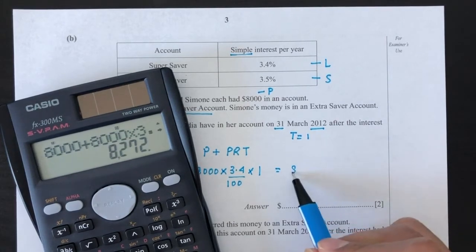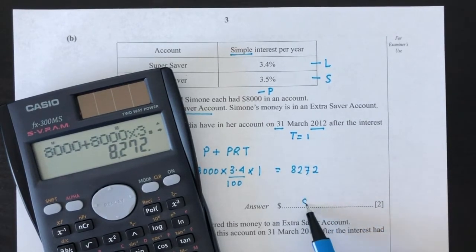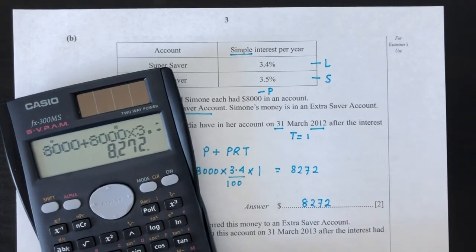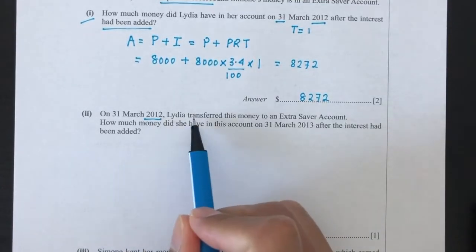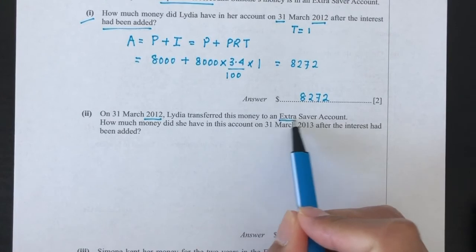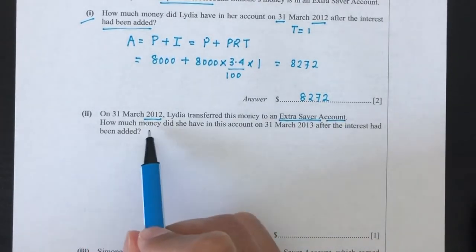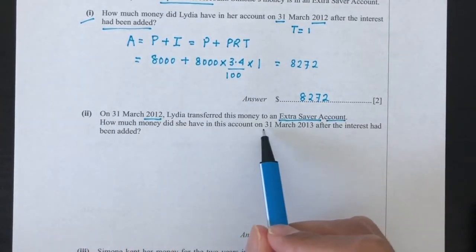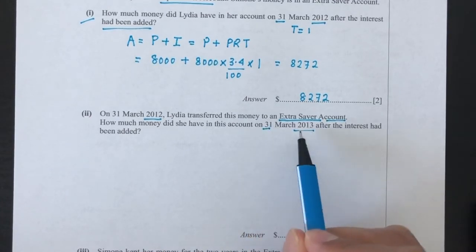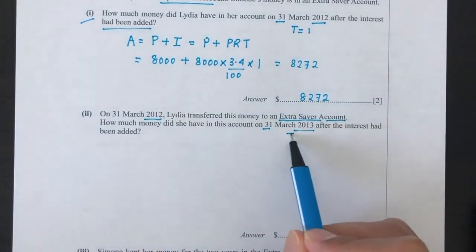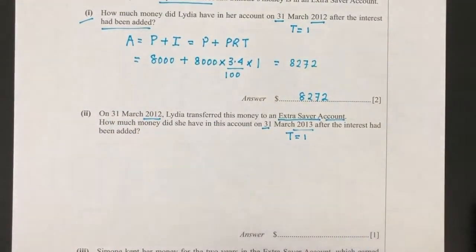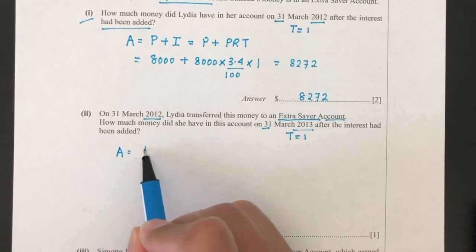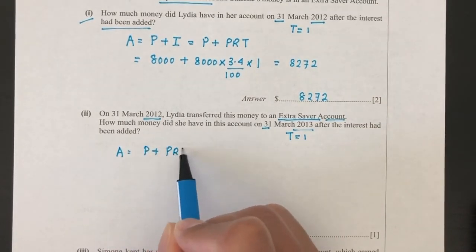That will be 8272. So she will have $8272. Now moving on to part 2, on this date, Lydia transferred her money to the extra saver account. How much money did she have in this account on the 31st of March 2013? So after 1 year, from this to this, T will be 1. After the interest has been added. So same thing, same equation again. A will be P plus PRT.